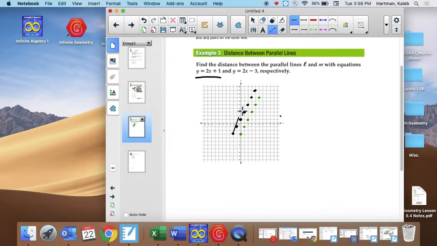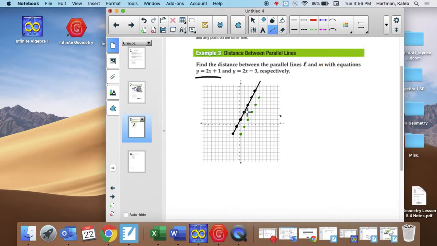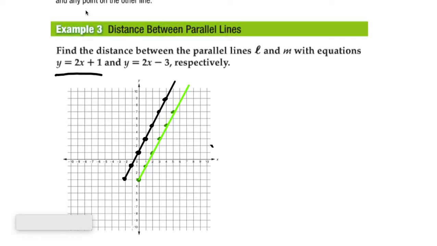So line L, and line M, let's change the color here. Green, just with the dots. There's our two lines. So line L here, line M here. And we want to find the distance between these two lines. So we graph and we find the slope.